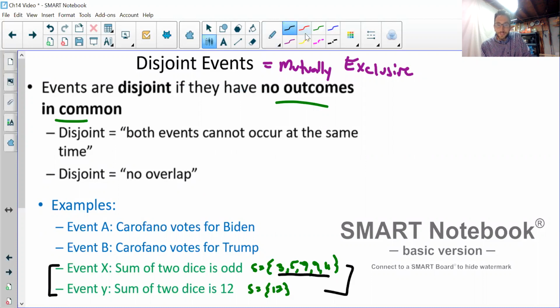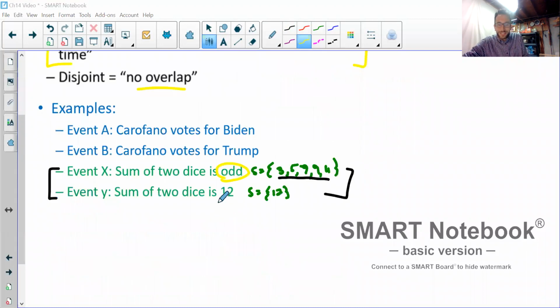Another way to think about disjoint: no overlap, or both events can't happen. I know that's not the best grammar. But if I roll two dice, I can't get an odd and a 12. Both of those things cannot occur. So these both can't happen, a 12 and an odd. If both things cannot happen at the same time, that means they are disjoint. They are mutually exclusive.